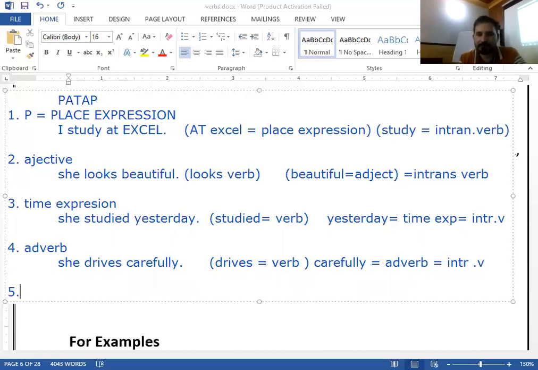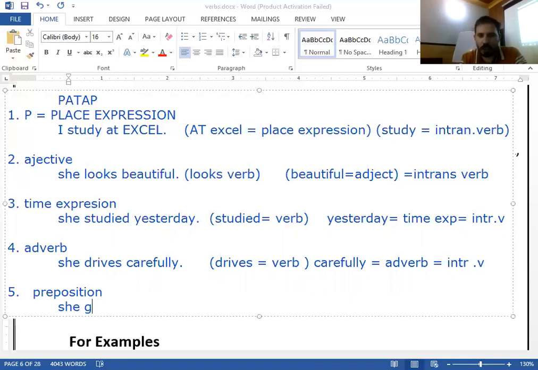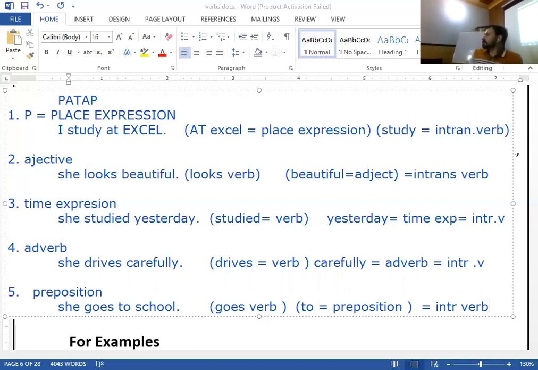Last one, number 5. P. P means preposition. For example, let me give you an example. She goes to school. Which is the verb? Goes. After the verb, we have to. So when a preposition follows the verb, it is an intransitive verb. Did you get it? Yes.